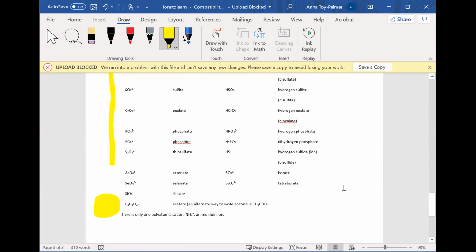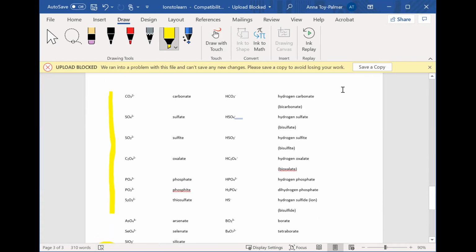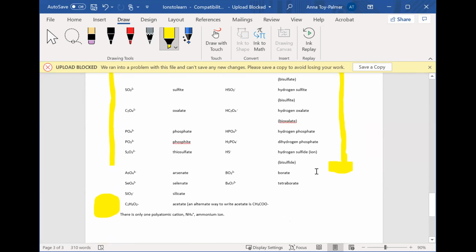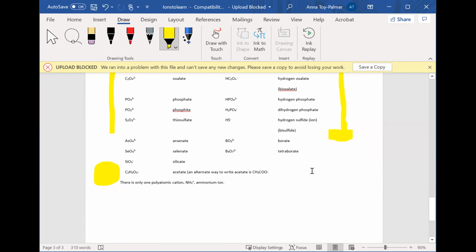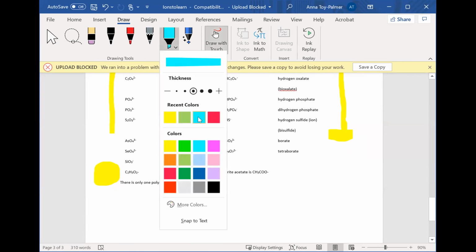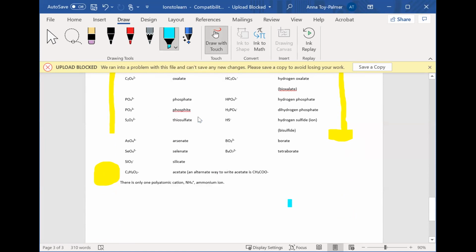So you can leave 3 for 120 here. And then you should know these guys. I probably won't ask you too much about borate or tetraborate. Although if you use borax in your laundry, then you'll probably want to know what your borate looks like. And definitely you'll want to know this one, ammonium. That's a big one. Okay.